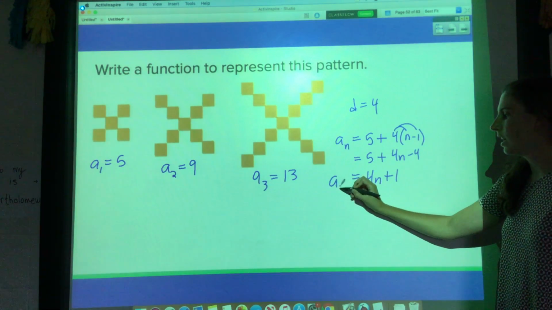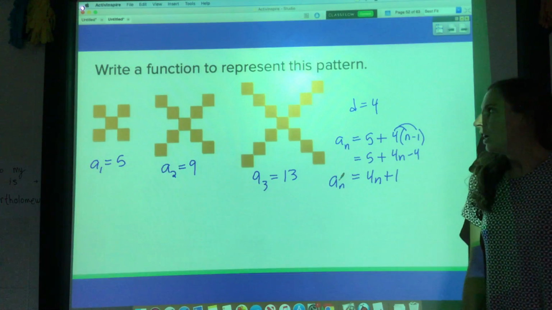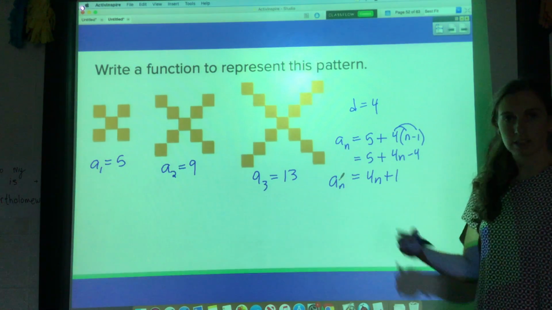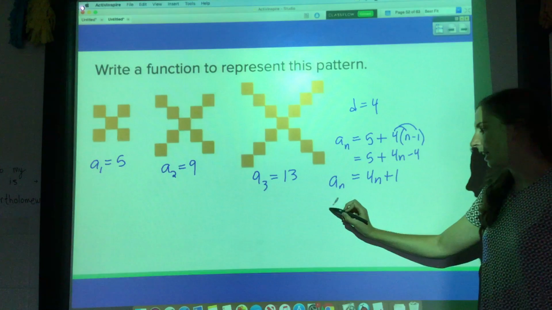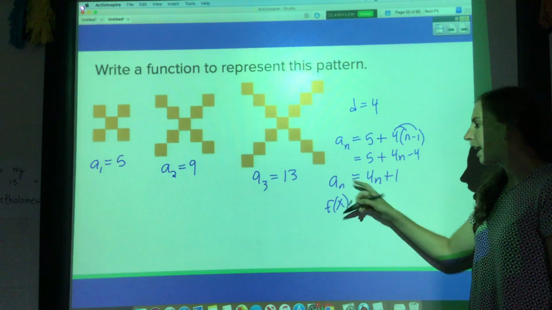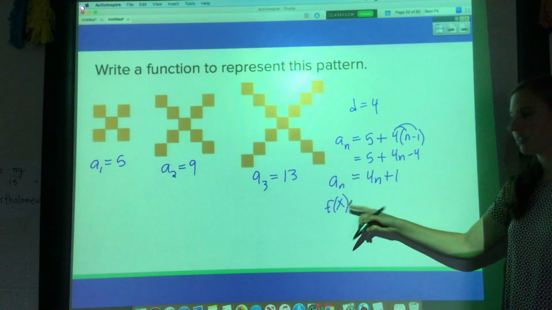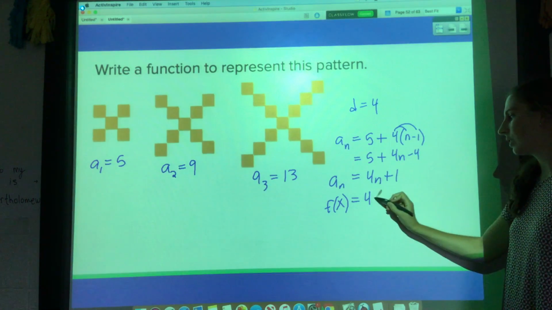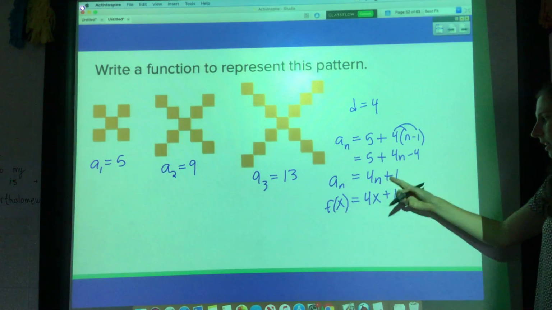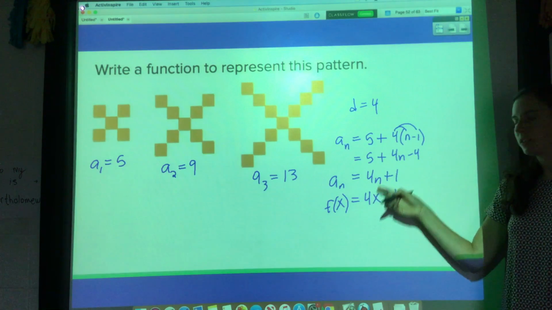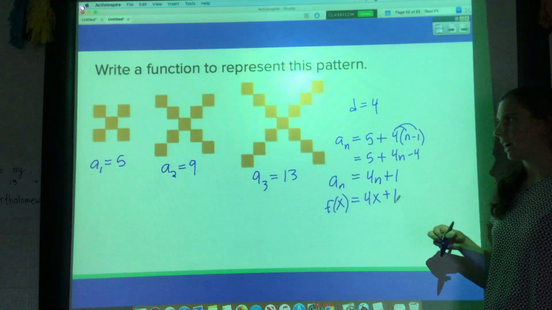So this is a formula I'm going to go with. You don't have to write it in this sequence notation. You could write it as a function. So instead of an, you could say f of x. They mean the same thing. And instead of n, use x. Both of these mean the same thing. So if you see either of these, they're both correct.